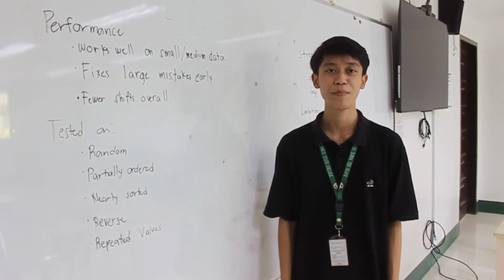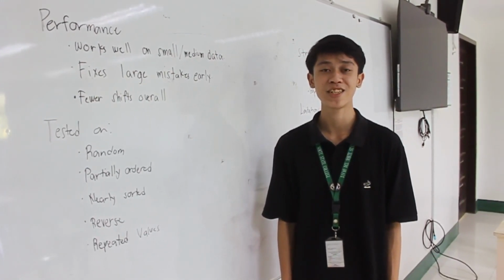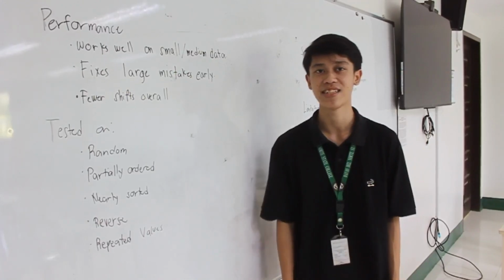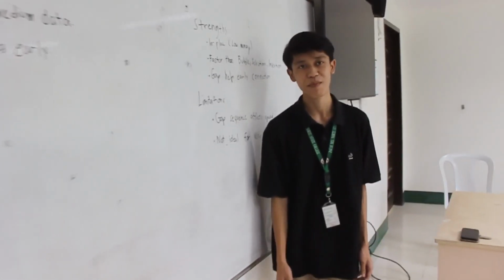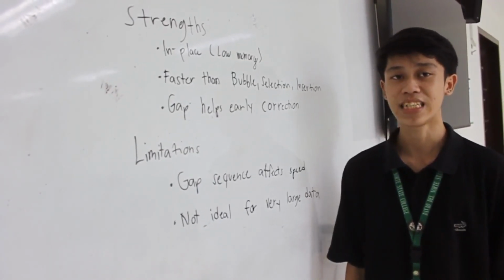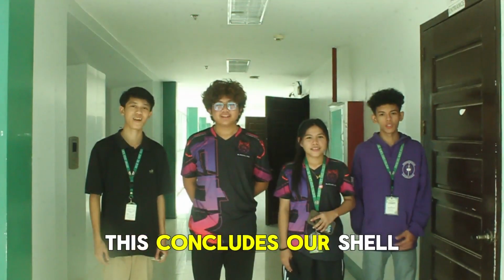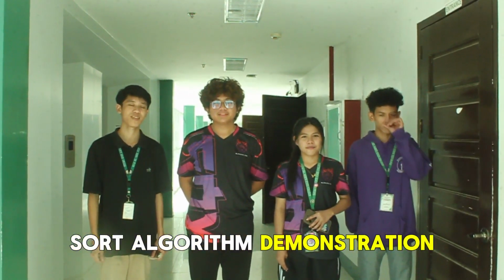Shell sort performs fewer comparisons, and even reverse data improves quickly due to early disorder corrections. Shell sort has strong performance on small and medium lists while using minimal memory, but its speed depends on the gap sequence. This concludes our shell sort algorithm demonstration.